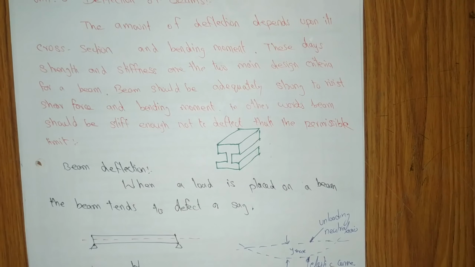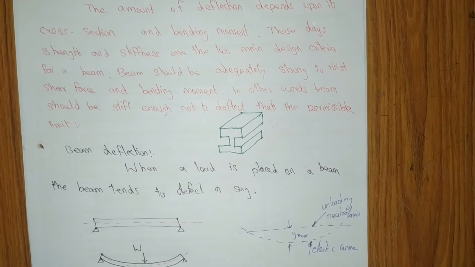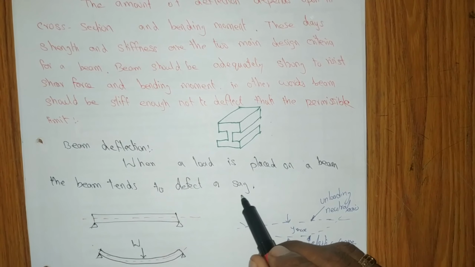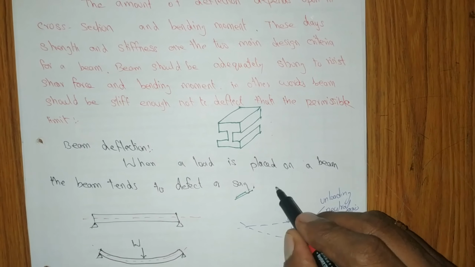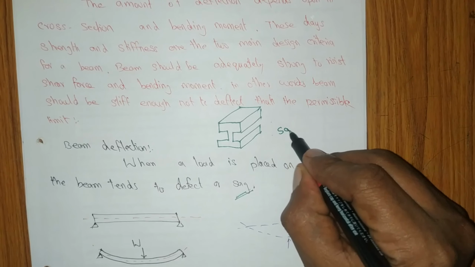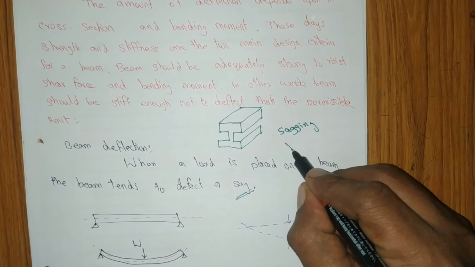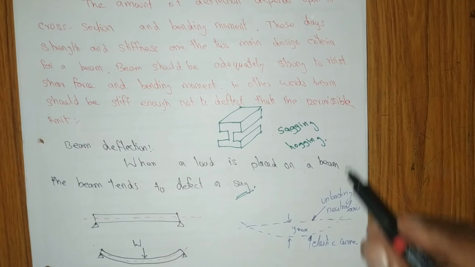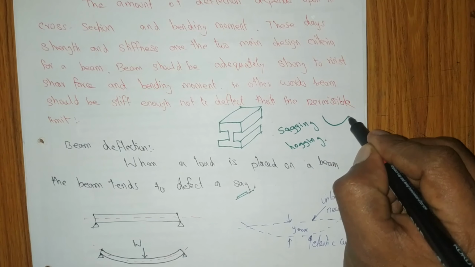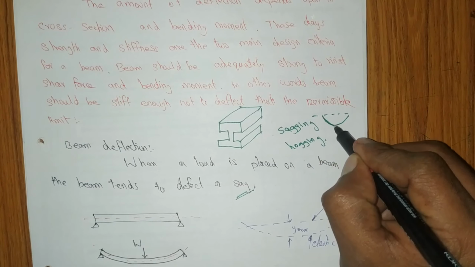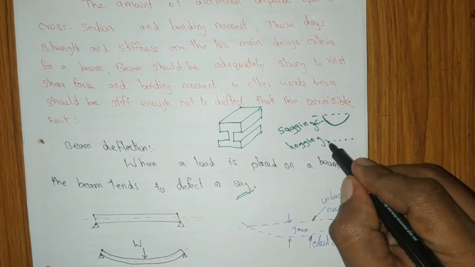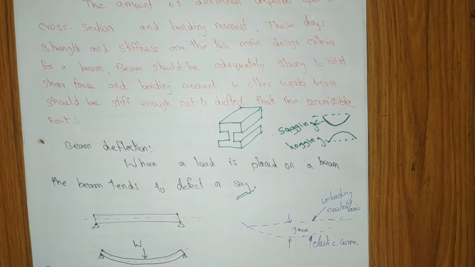So beam deflection. What is beam deflection? When a load is placed on a beam, the beam tends to deflect or sag. Already I told what sagging is, right? Kindly note down: sagging, hogging, right? If the beam or any member bends downwards, relative to this reference, that is called sagging. If the reference is like this and the bend occurs upward, that is hogging, right?